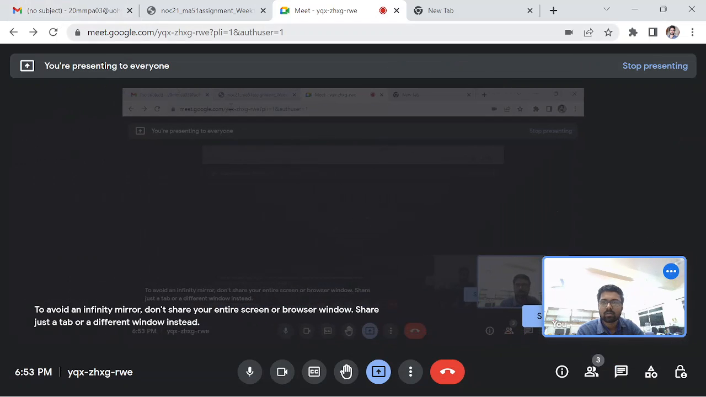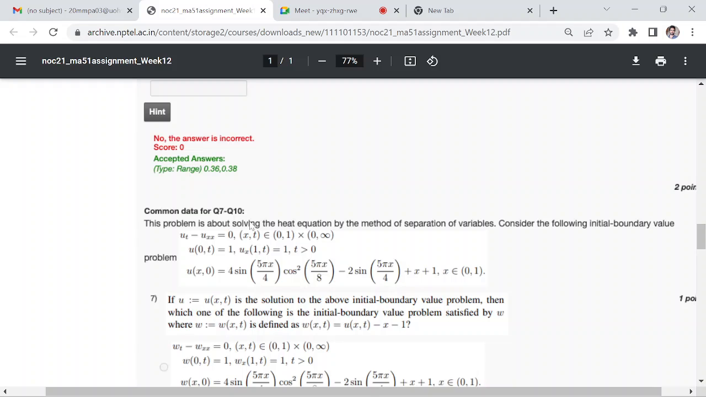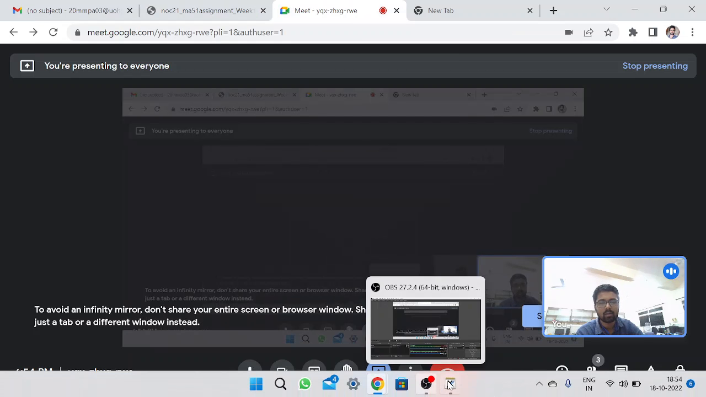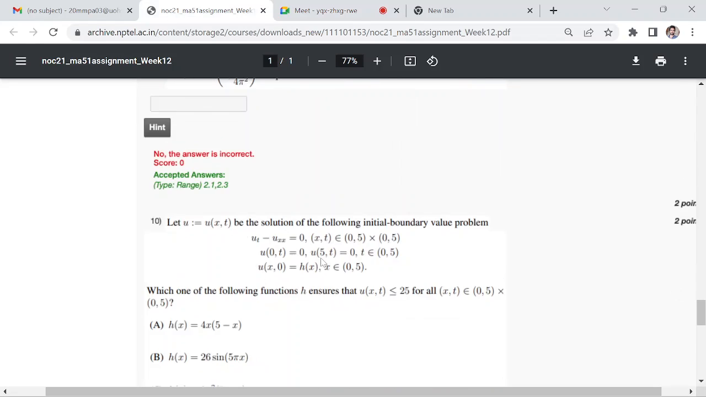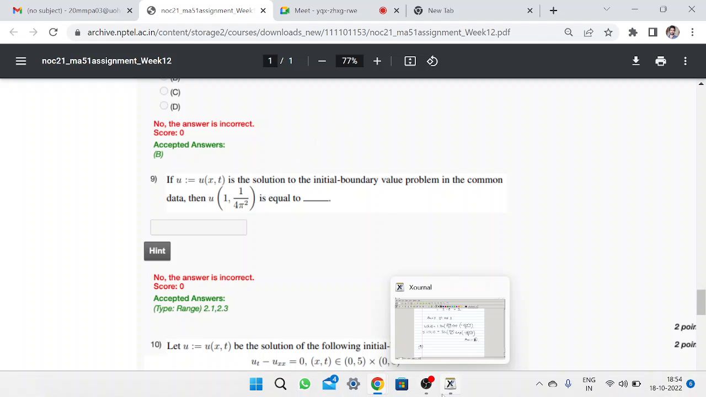No question. Okay. So problem number 9: you have to find u, where u is the solution of the initial value problem, not w. You have to find u of 1 comma 1 by 4 pi square. I already found w, and I know w of x comma t is u of x comma t minus x minus 1. So I will find w of 1 comma 1 by 4 pi square, then use that relation to get the value of u.